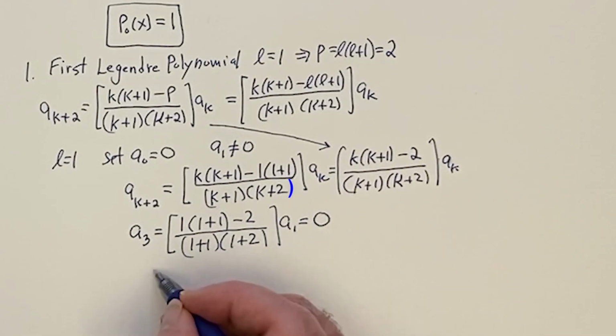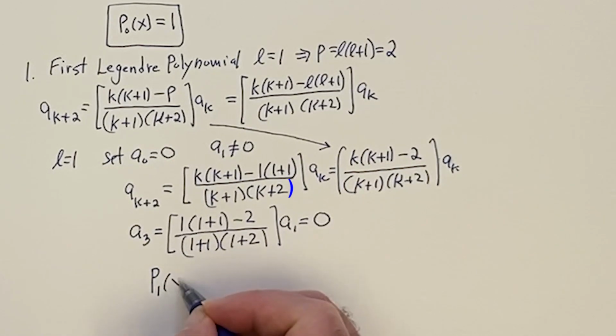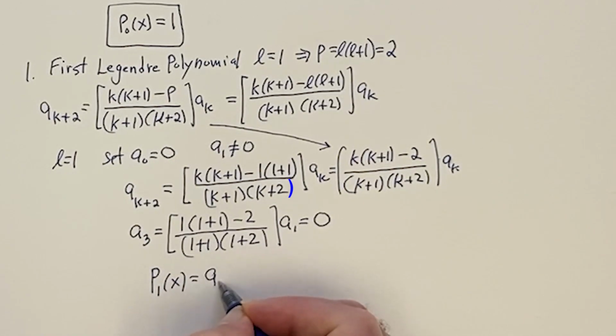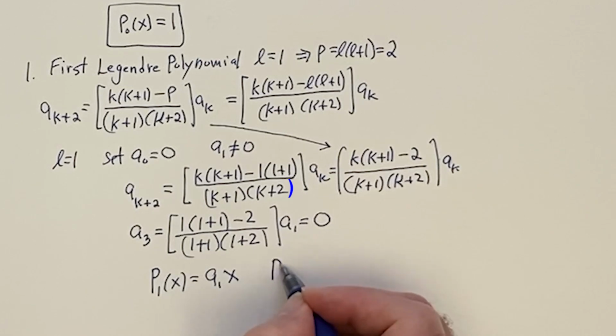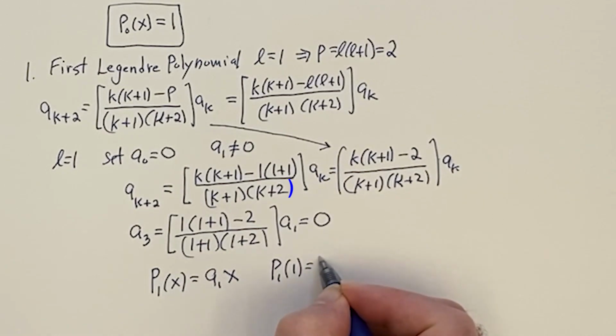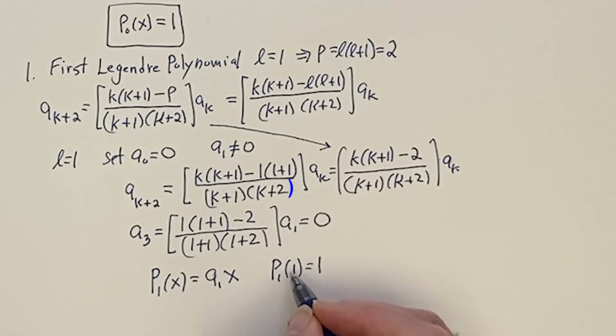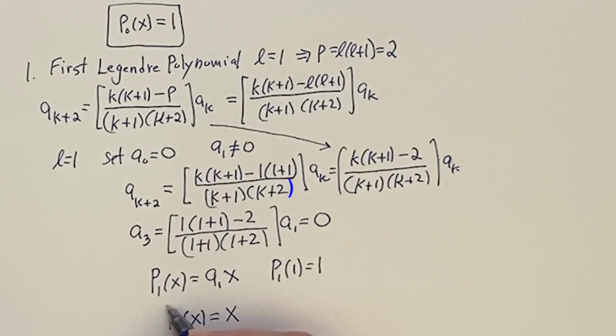So you're only going to have here, for the first one, A1, but remember the A1 goes with the X, so it's A1 times X. And if you want this to be equal to 1 when X is 1, then the first Legendre polynomial needs to be simply x.